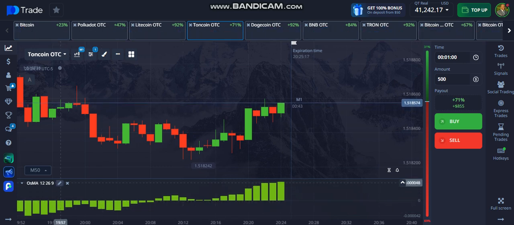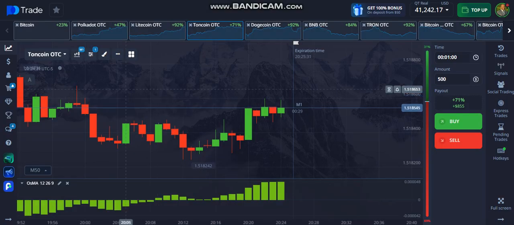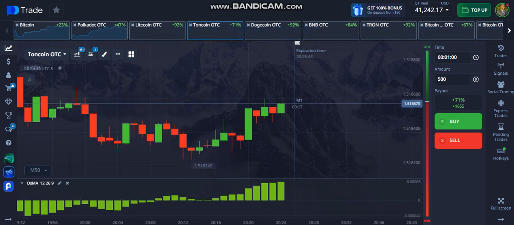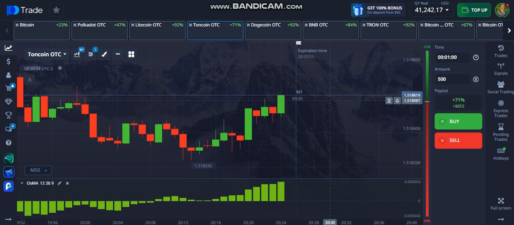So what we're gonna do, we're gonna keep the default settings. We're not gonna change the settings. We're gonna keep the default settings: fast EMA period 12, slow EMA period 26, signal SMA period 9. In addition to that, I have my candlestick chart set to 1 minute candles, regular Japanese candles. And for my trade timer, I'm going to be taking 1 minute trades. So M1, 60-second trades. So I'm looking at 60-second candles while taking 60-second trades. Okay, so I'm going to pause the video and look for some setups.